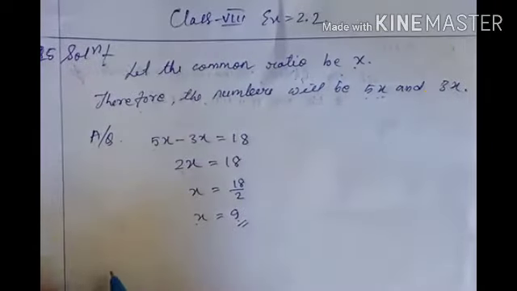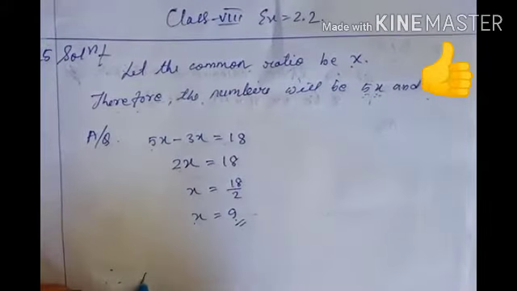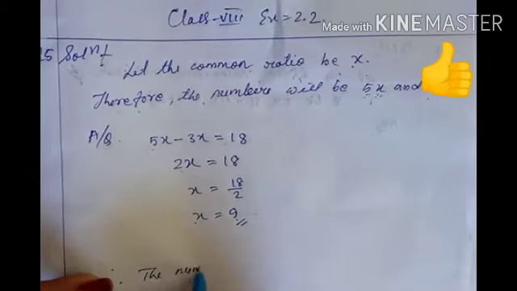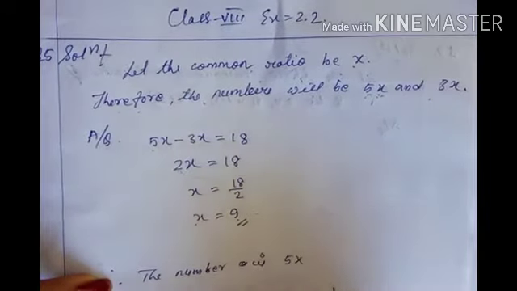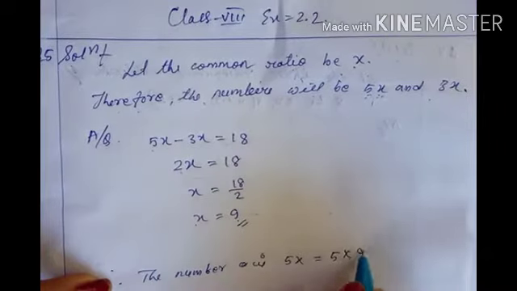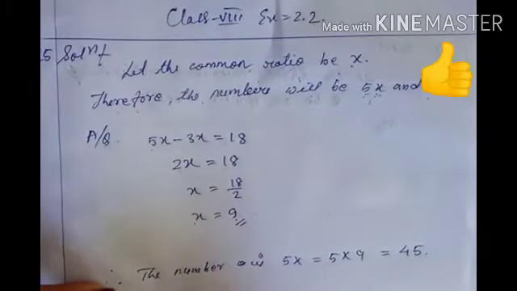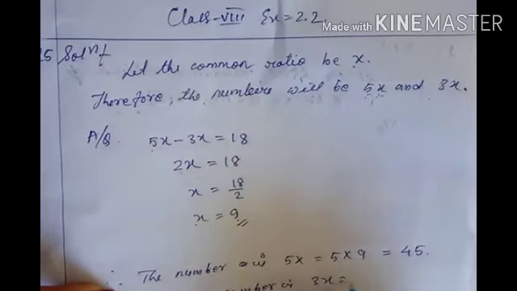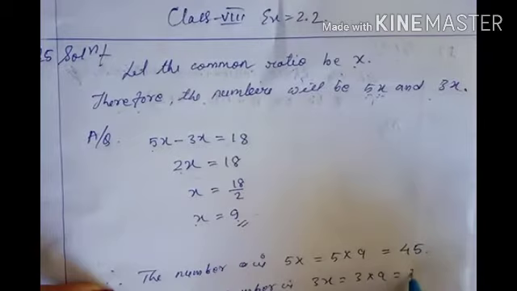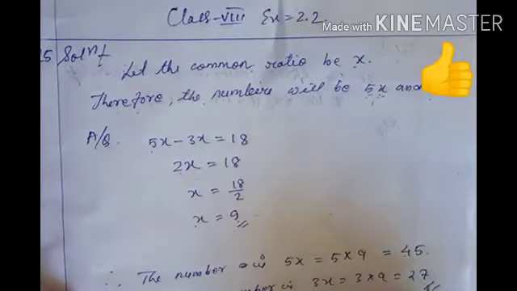Therefore the numbers, as we took, are 5x and 3x. The number 5x means 5 multiplied by 9, that is 45. And the other number is 3x, so 3 into 9 is 27. So these are the numbers, 45 and 27.